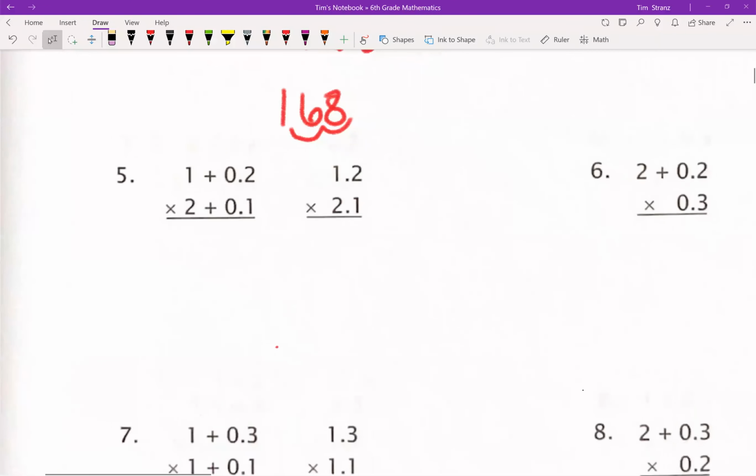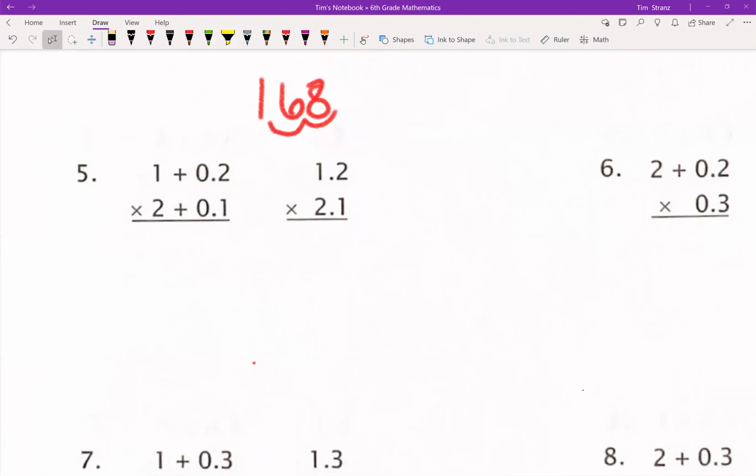Okay, let's look at number 5. We got 1.2 times 2.1. So 1 times 2 is 2. 1 times 1 is 1. Placeholder. 2 times 2 is 4. 2 times 1 is 2. Add these up. Again, you got 2 decimal points, so 2.52 is going to be your answer.